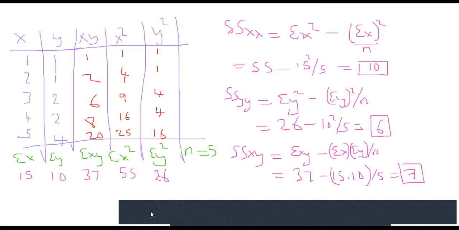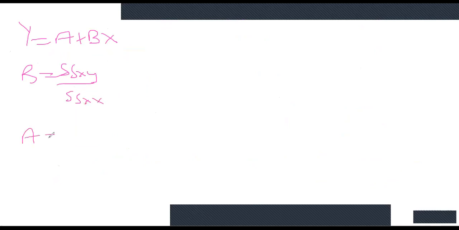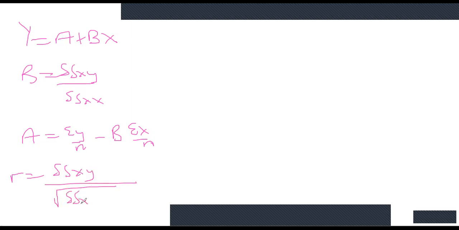So basically, the formulas that we are interested in is a regression equation, which is given by a plus bx, where we find our b as summation of xy over summation of xx, and to find our a as summation of y over n minus the gradient, which is b, times summation of x over n, and our r as summation of xy over square root of summation of xx times summation of yy.